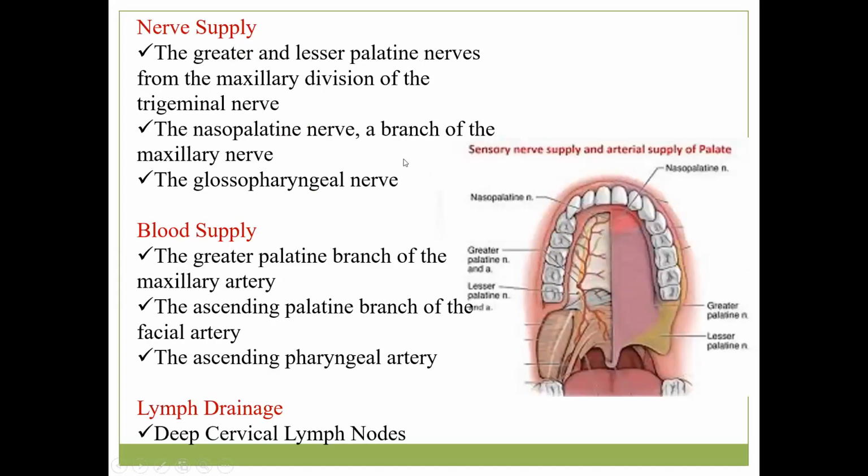So when we talk about the nerve supply of the palate, the greater and lesser palatine nerves, nasopalatine nerve and the glossopharyngeal nerves are the nerves which supply the palate. And the blood supply is given by the greater palatine branch of the maxillary artery, ascending palatine branch of the facial artery and the ascending pharyngeal artery. All the lymph goes to deep cervical lymph nodes.